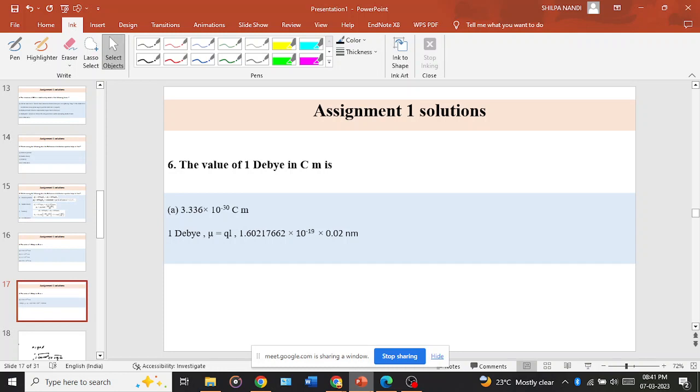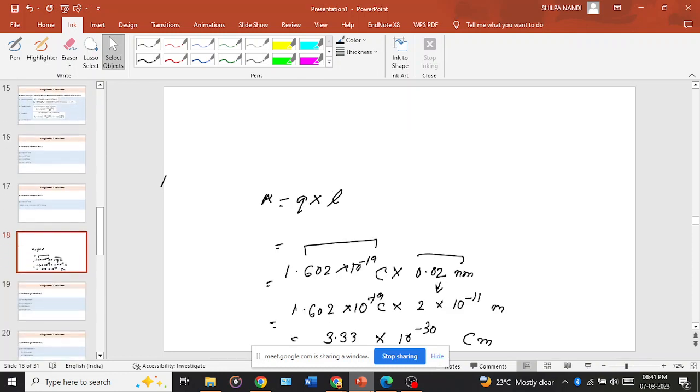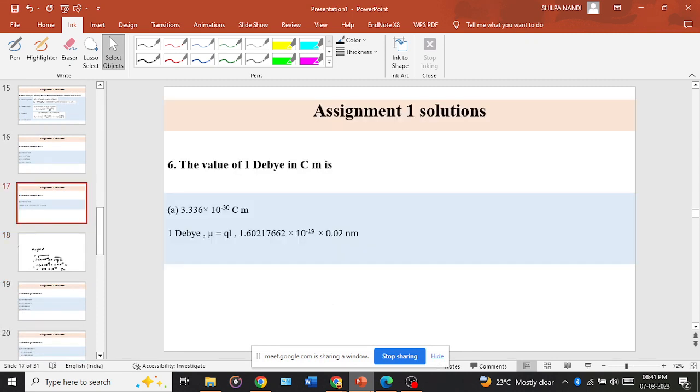So dipole moment can be written as mu is equal to Q into L. Q is the charge present and L is the distance between those two charges. Here we multiplied the charge of an electron with the distance between these charges. So we got the answer as 3.336 into 10 power minus 30 coulomb meter. But you need to remember that all the units should be similar.